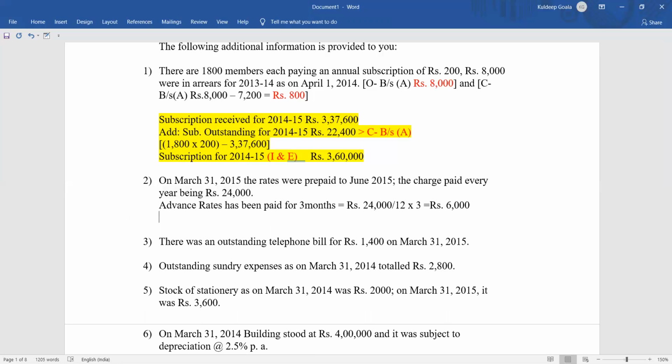Now how to treat it? There are two treatments involved in this. Once it will be deducted from the income and expenditure account, and again it will be shown in the closing balance sheet, closing balance sheet asset side. Why asset side? Because it is our prepaid. We have paid the expenses in advance. If I pay any expenses in advance, that will be taken as my asset.